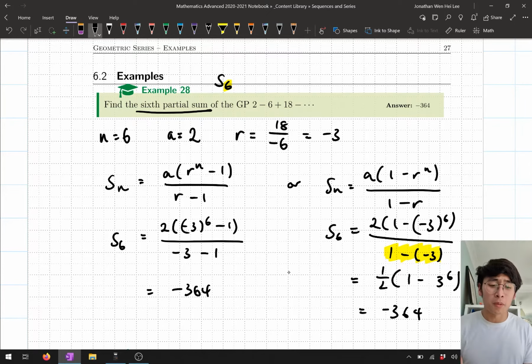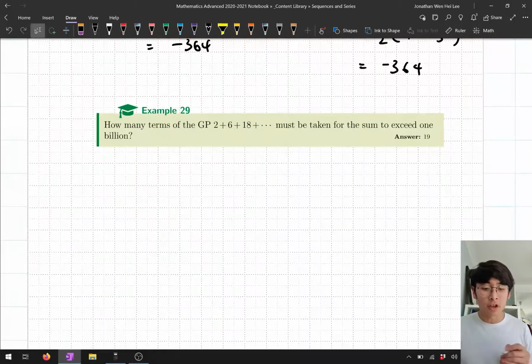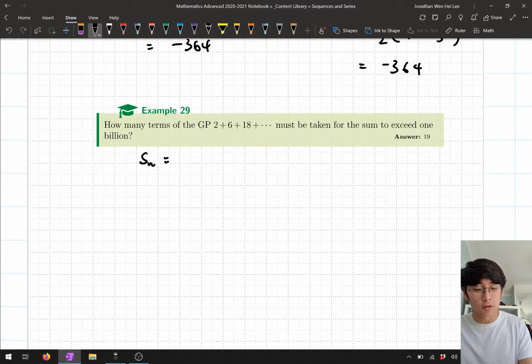So this is the formula we're going to be using when we're trying to find the sum of a geometric progression. Okay, let's have a look at the next example. How many terms of the GP, 2 plus 6 plus 18 plus and so on, must be taken in order for the sum to exceed 1 billion? What we want to do here is solve Sn is equal to 1 billion. So 1 billion is 1 with 9 zeros after it.